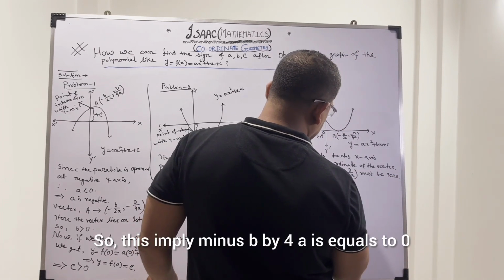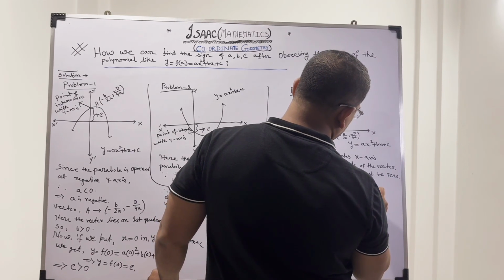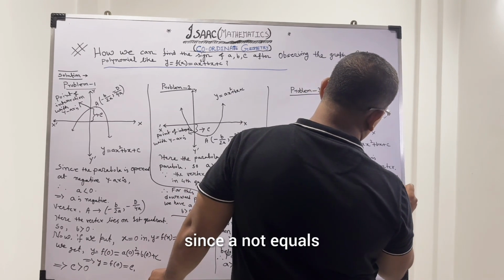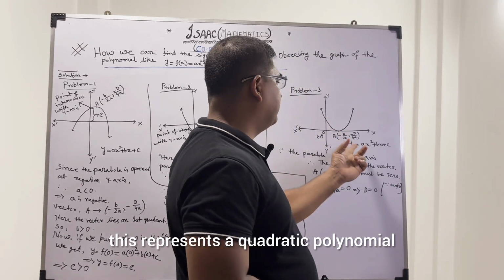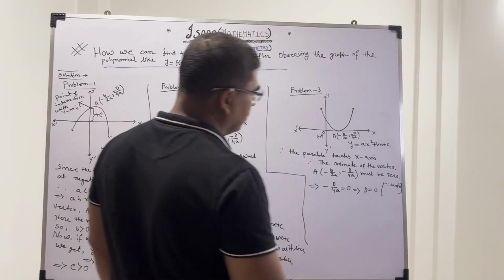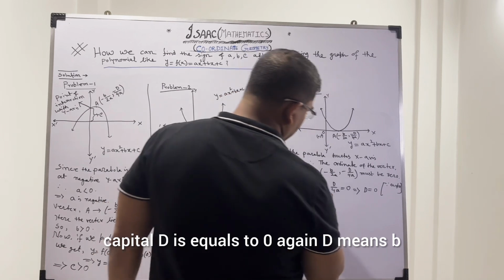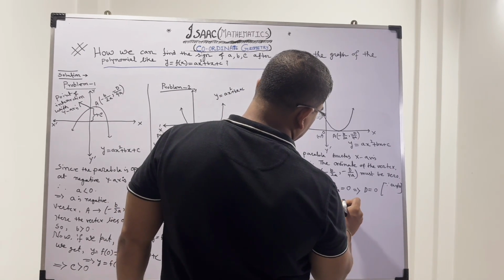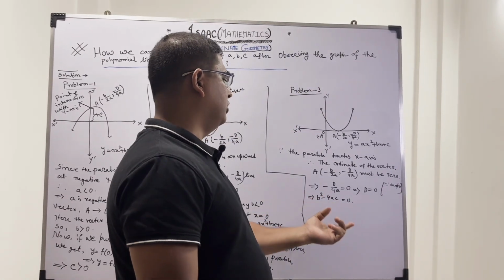So this implies minus D by 4a is equal to 0. This implies D equals to 0, since a not equals to 0. Since this represents a quadratic polynomial, a is always not equal to 0. So from this relation we get capital D is equal to 0. Again D means b square minus 4ac. So that is why we can say b square minus 4ac is equal to 0.